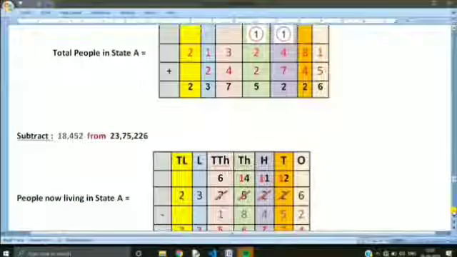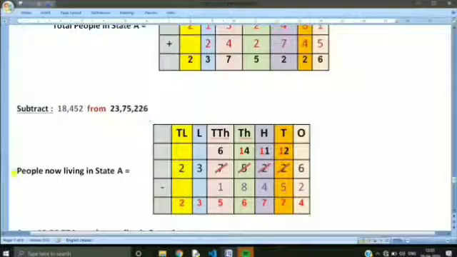So our conclusion will be the people now living in state A. Again we have defined our representation of subtraction as discussed earlier. So subtraction will start from our ones column. 6 minus 2, write 4. 2 minus 5, not possible. So this 2 will go to the 100 column and ask 2 to lend 1. The lent number is defined in red color. So 2 now becomes 12 and this 2 becomes 1, which is written in black color.